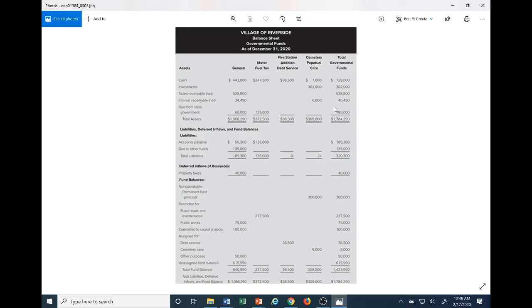So here we have no non-major funds. Got our assets listed. They sum up going down this way. They sum across and going down for each relative fund, right?